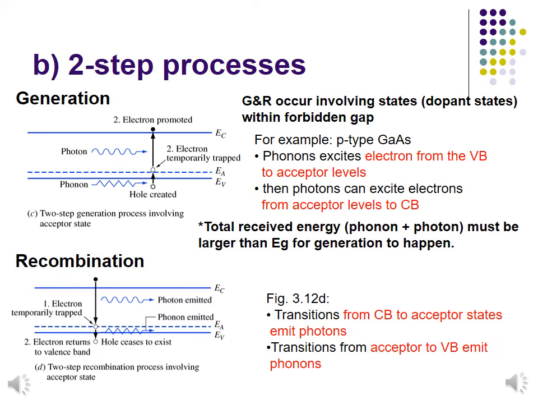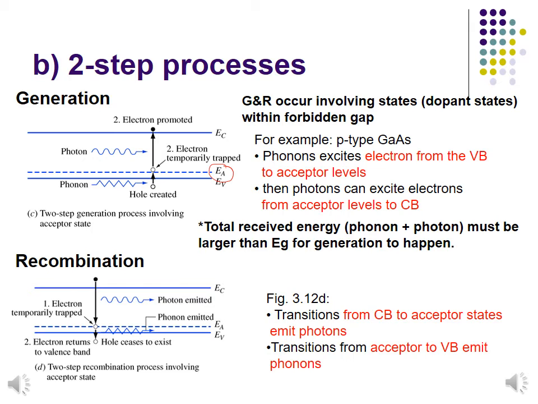Another type of generation and recombination process is the two-step process. In the band-to-band process, the electrons jump directly from valence band to conduction band or relax from conduction band to valence band without stopping in the forbidden gap. In the two-step process, it is different. The first type of two-step process involves dopant states. We have learned in Chapter 2, in doped material, we will have acceptor states for p-type material and donor states for n-type material in the forbidden gap.